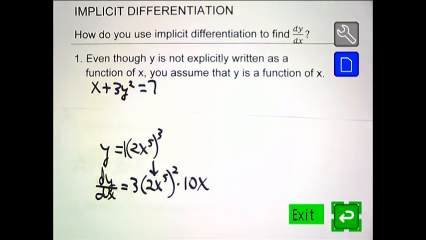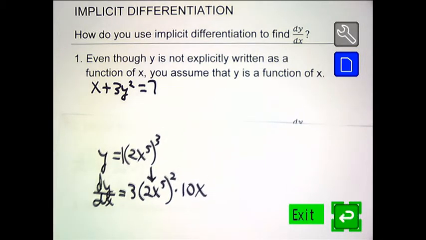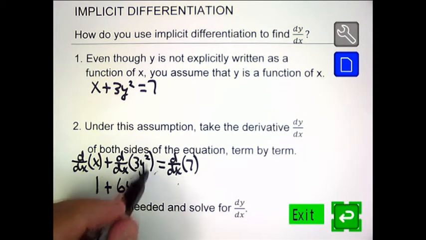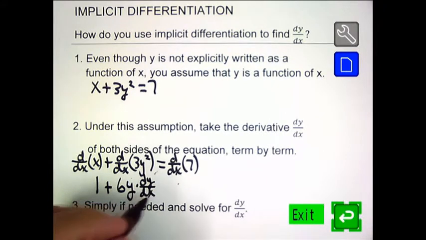So that's the same sense that I'm thinking of y back here. Y is some function of x. So when I take 2 times 3 and get 6 and take the 2 down to a 1 and get just y to the first, I still have to come back and multiply by the derivative of y, which symbolically is dy over dx.